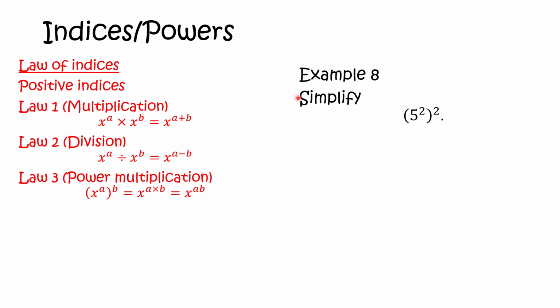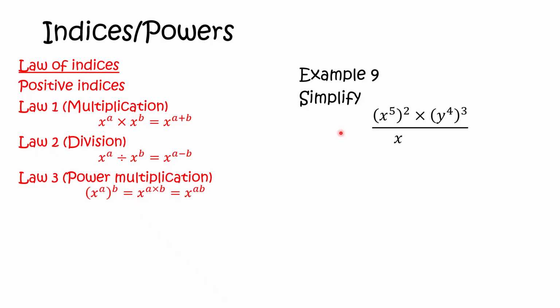Let's look at example 8. Simplify that. So according to law number 3, what we would have then is 5 to the 2 times 2 to give us 5 to the 4. Why? Because we have a power that is outside the brackets or the parentheses.